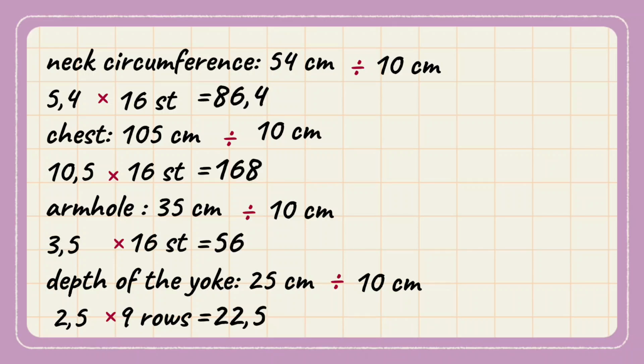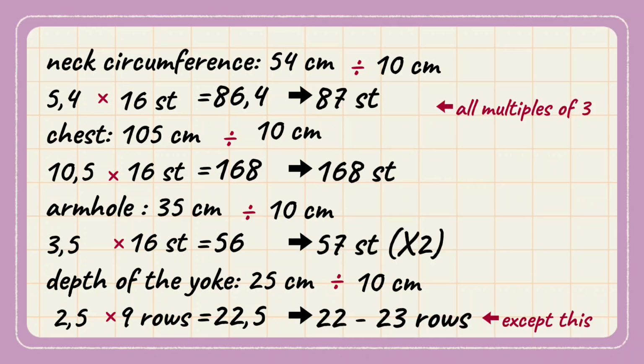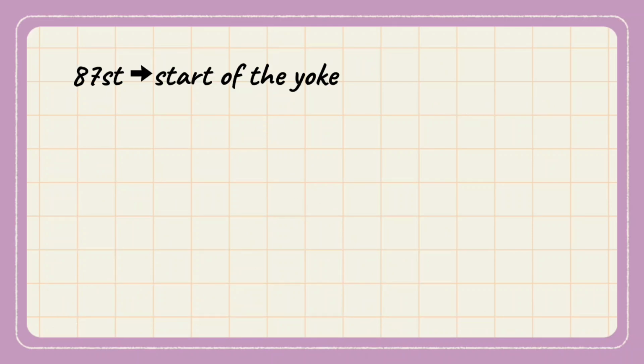These are my results, and because the stitch pattern requires a multiple of 3, I'm going to choose the multiple of 3 that is closest to the number I got. So I have 87 stitches for the neck, 168 stitches for the chest, it was already a multiple of 3, 57 stitches for each armhole, and the depth of the yoke is going to be 23 rows. This measurement doesn't need to be a multiple of 3, it's just how many rows our yoke is going to take. So 87 stitches is going to be the starting point of my yoke.